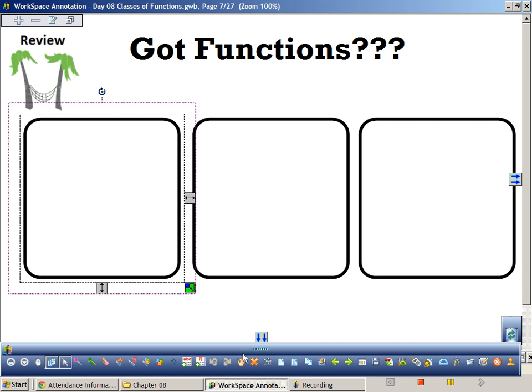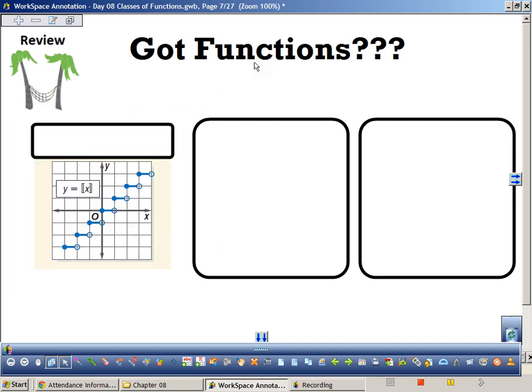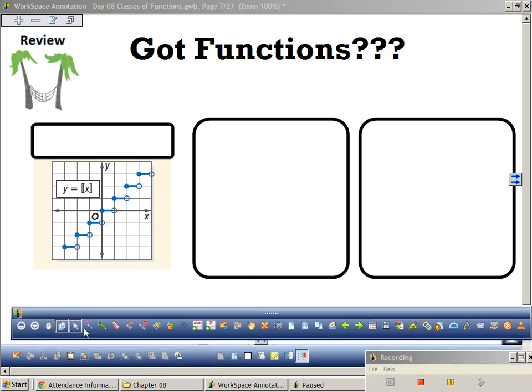Okay. Alrighty. So, got functions. Who can tell me what type of function? Oh, perfect. Look what happened. I just died. Hold on. Okay, Michaela, do you have an answer for me?